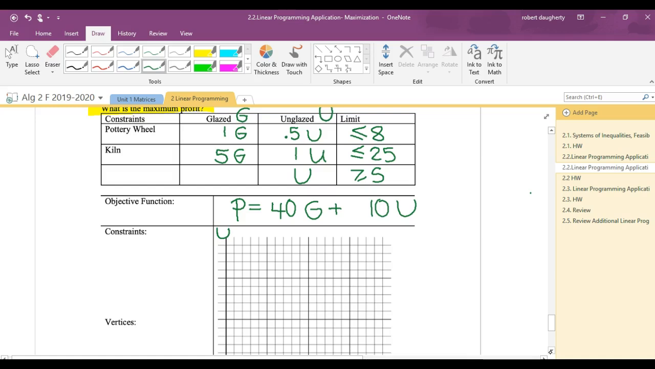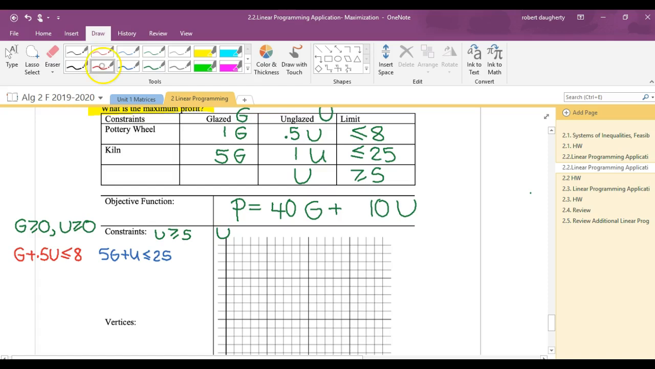So I've got my objective function, my constraints. Never miss this one: G is greater than or equal to 0, U is greater than or equal to 0. You get points for that. Now let's look at our conditions. It looks like I have 3 here. I'm going to have G plus 0.5U less than or equal to 8. I'm going to have 5G plus U less than or equal to 25. And I've also got the condition that U is greater than or equal to 5.